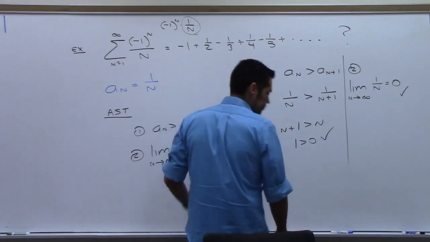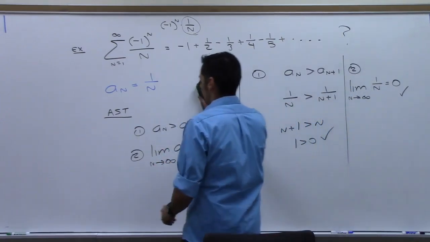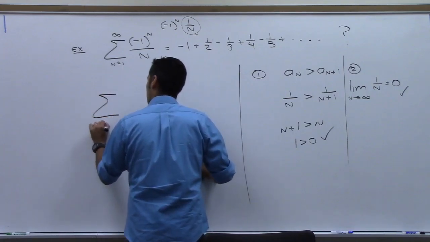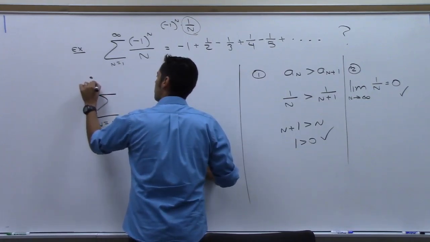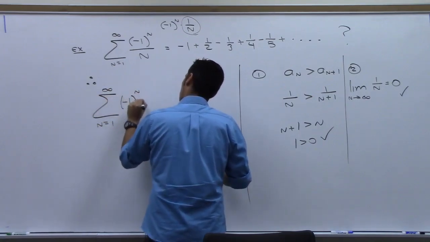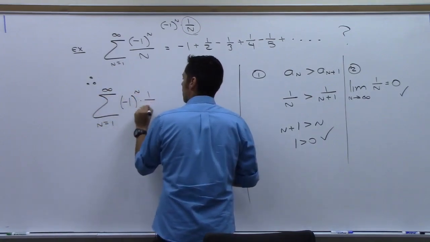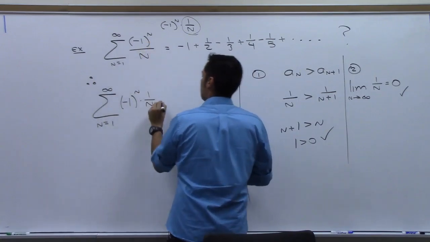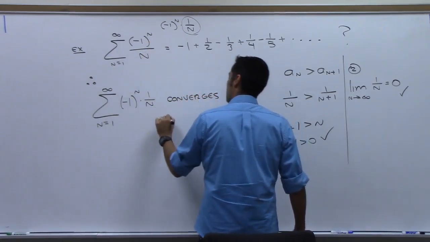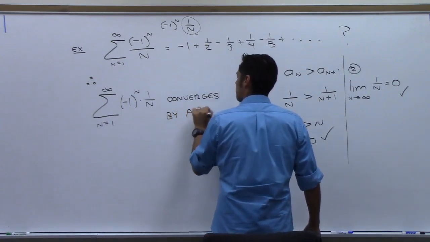Therefore, three dots like this. I'll write it like that; I could have written it like that. Converges by the alternating series test.